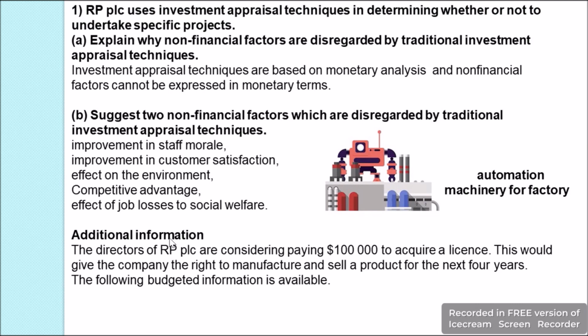Furthermore, additional information is provided which states that the directors of RPLC are considering paying $100,000 to acquire a license. This would give the company the right to manufacture and sell the product for the next 4 years. The following budgeted information is also available.